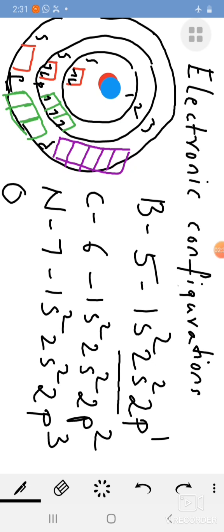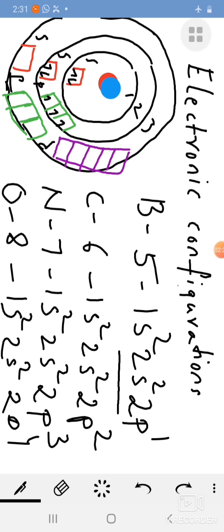The next element is oxygen. Its atomic number is 8 and its electronic configuration is 1s2 2s2 2p4. I am clearly writing 2p4. The fourth electron enters here.